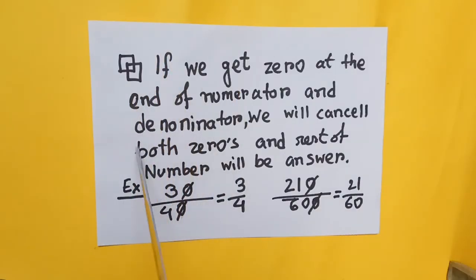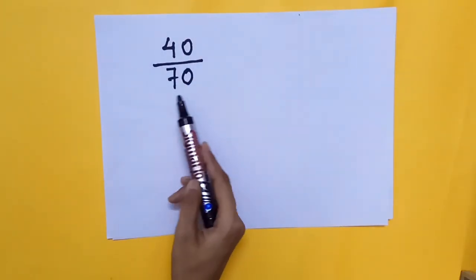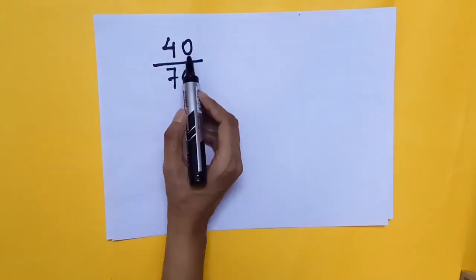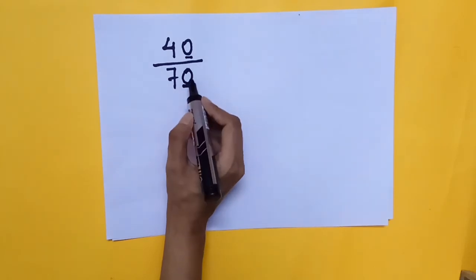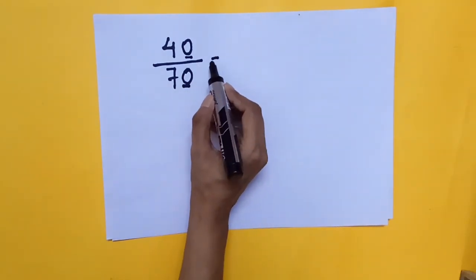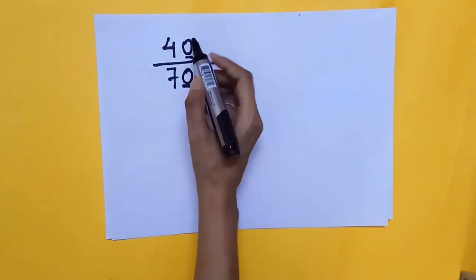Third and last rule for this class: if we get 0 at the end of the numerator and denominator, we will cancel both zeros and the rest of the number will be the answer. If we get this type of fraction, if we get 0 in both numerator and denominator, we will simplify it like that. We will cut this 0 and the answer will be only this portion, 4 by 7.